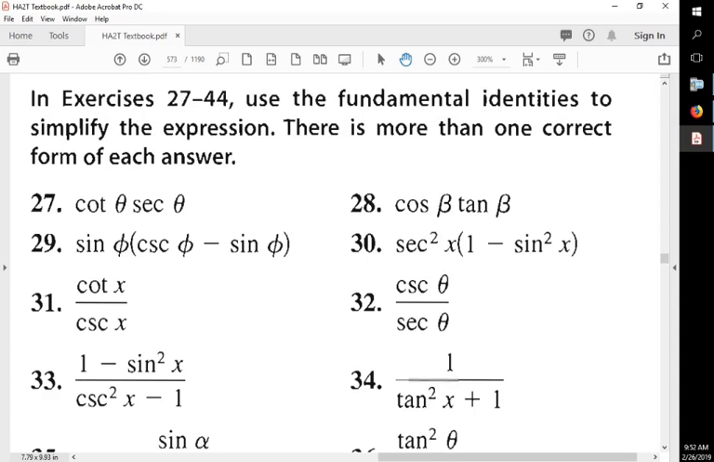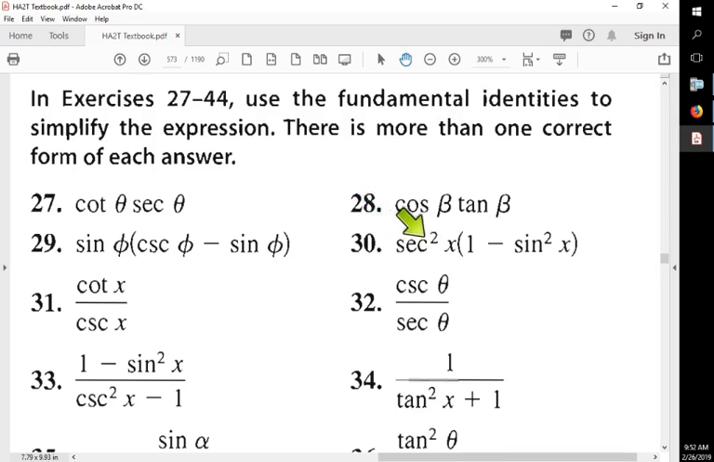Now, for each of these, you have different strategies. Like this one, I'm going to change one of them or both of them, and you sub in something for them. Like you could use the quotient identity for the cotangent and use the reciprocal identity for the secant, and then you multiply. Once you take them out and write it, you'll see it.